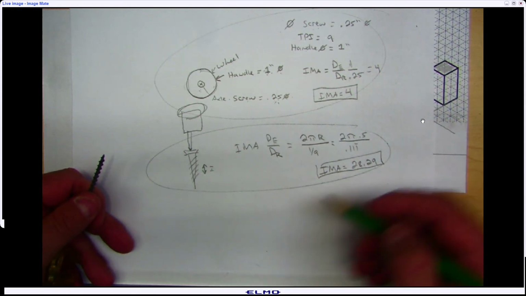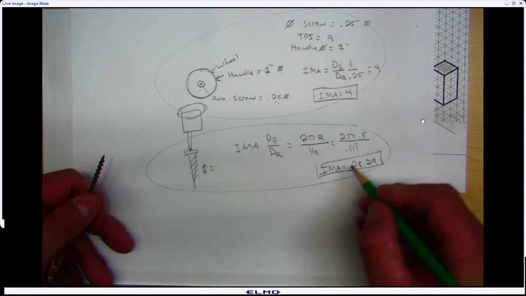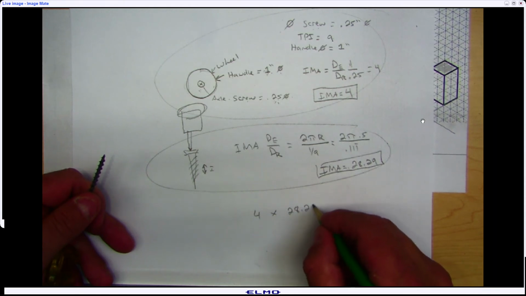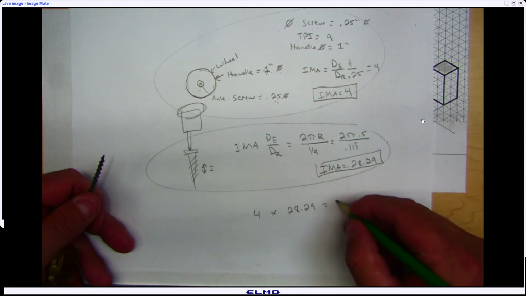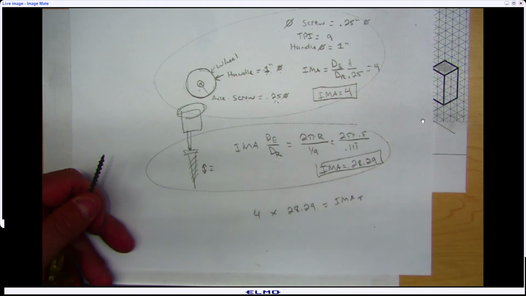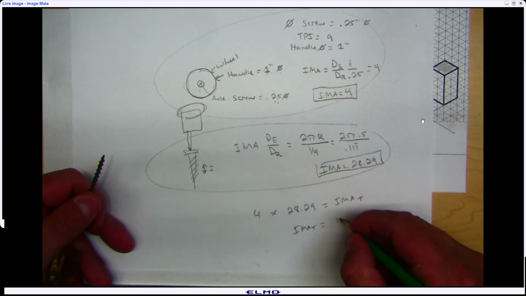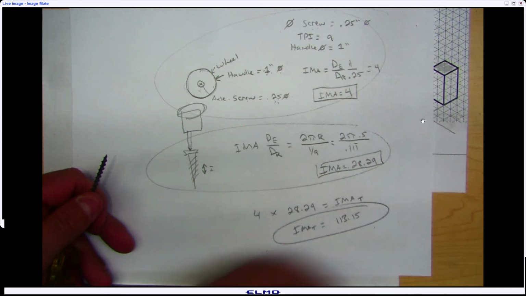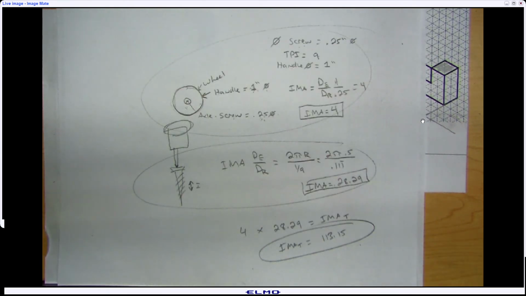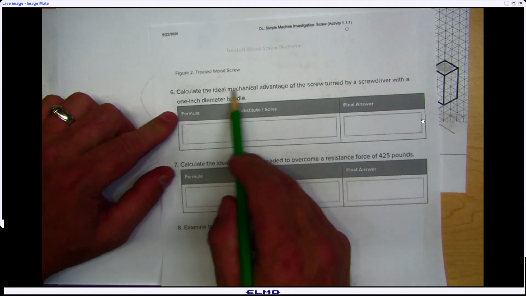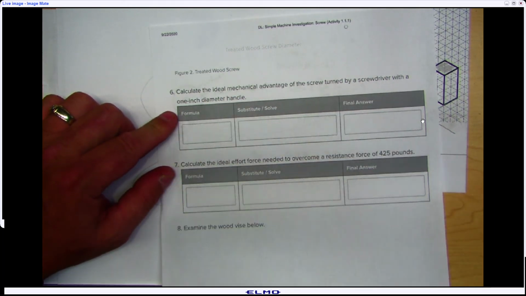But remember, this is a compound machine, so I have to do this IMA times this IMA. So 4 times 28.29 gives me the IMA total, which equals 113.15. There you go. That gives us the solution to the first question: what is the ideal mechanical advantage of the screw turned by the screwdriver with a 1-inch diameter handle?